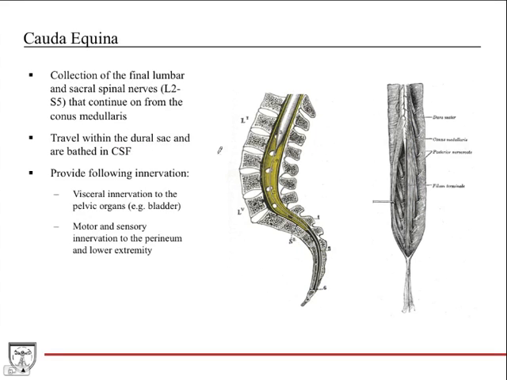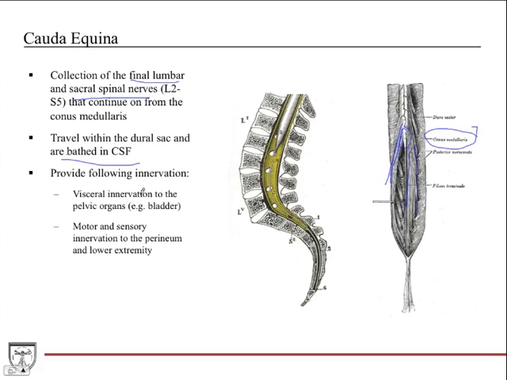All right, so the Cauda Equina, what is it? Like we said, it's a collection of the final lumbar and sacral spinal nerves. It's the L2 through S5 nerves, and they continue on from the Conus Medullaris. So if you look at this diagram here, you have the Conus Medullaris labeled here, and you have these nerves that are coming out, extending out, and traveling in this region here, the Dural Sac, and are bathed in CSF.